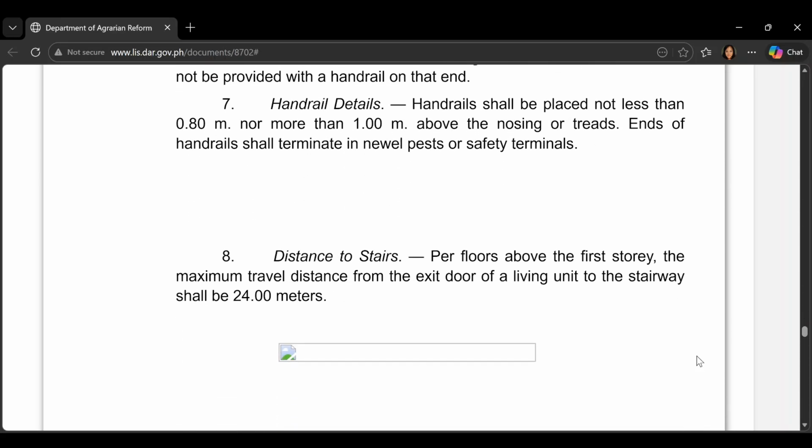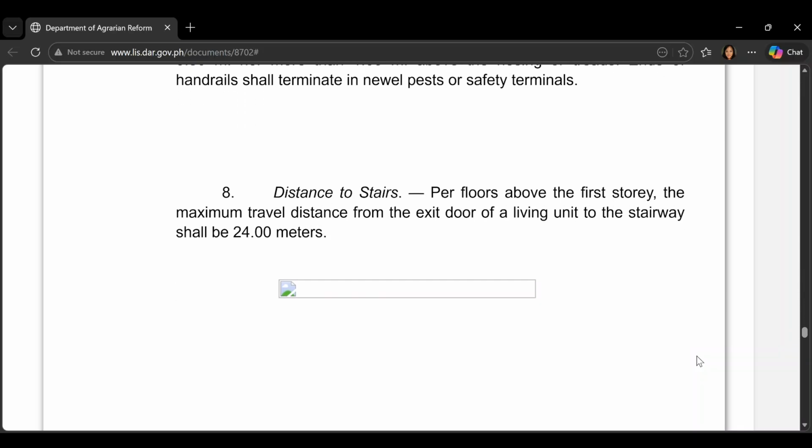7. Handrail details. Handrails shall be placed not less than 0.8 meter nor more than 1 meter above the nosing or treads. Ends of handrails shall terminate in newel, post, or safety terminal. 8. Distance to stairs. For floors above first story, the maximum travel distance from the exit door of a living unit to the stairway shall be 24 meters.